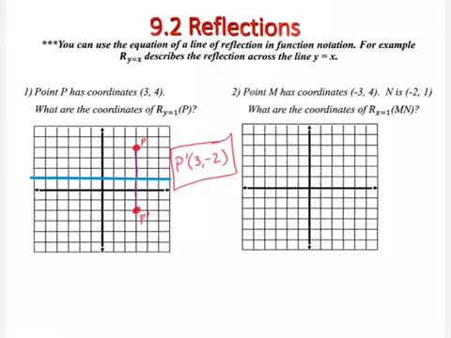Problem 2, point M has the coordinates -3, 4, so we put M there. N is -2, 1. So we've got N and M. What are the coordinates of the image of MN? In this case, we're looking for M prime, N prime, reflected across the line x equals 1. Well, x equals 1 is the vertical line at 1. So it would be this line here.